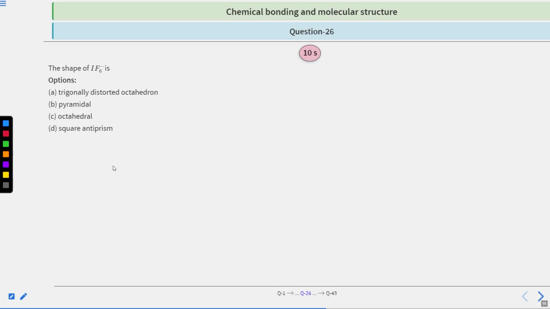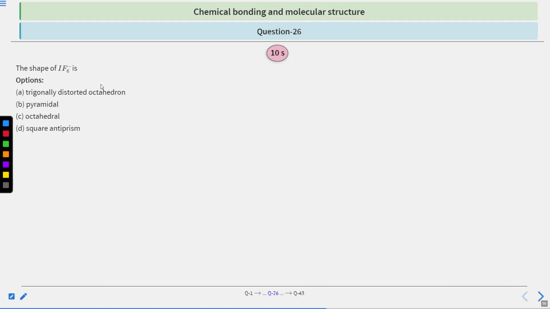Let's move on to the next question. Question number 26. The shape of IF6- is, options are trigonal distorted octahedron, pyramidal, octahedral, or square antiprism. You have 10 seconds to solve this question. After that, we will see the answer.